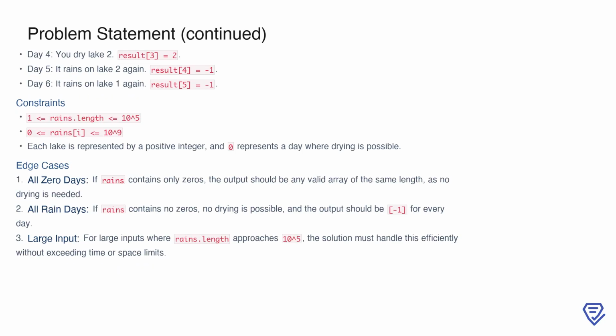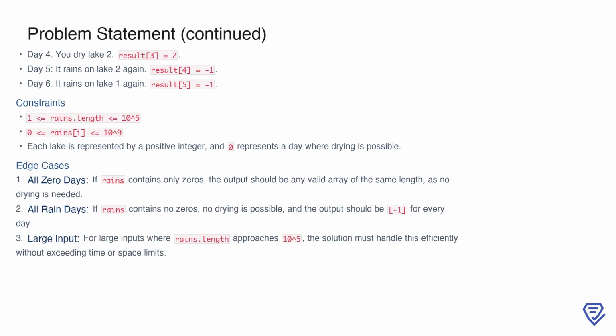For this problem, certain constraints and edge cases must be considered. The length of the rains array is between 1 and 100,000, and the values in rains range from 0 to 1 billion. Since each lake is represented by a positive integer, and 0 represents a day where drying is possible, the algorithm must handle these inputs efficiently.